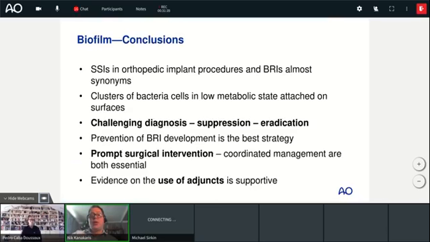To conclude, the biofilm is something that we should all be familiar with and suspect in our infections. It makes our diagnosis challenging, and the suppression and eradication challenging. It needs prompt surgical intervention to be eradicated and fought effectively, affecting the antibiotics, and quite commonly the use of adjuncts. Thanks.